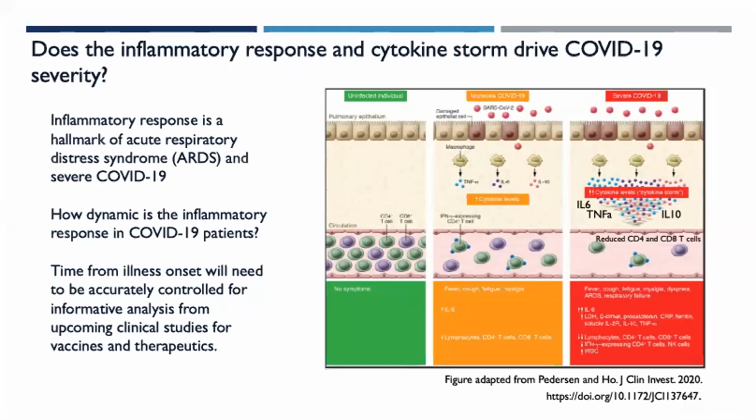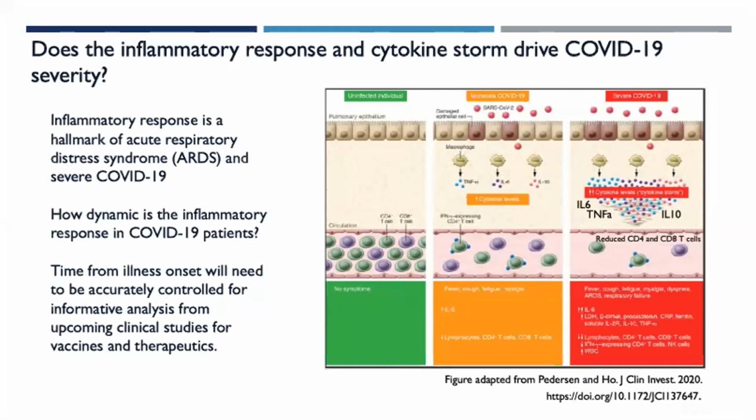If you look at the panel for severe COVID-19, you'll see that patients with severe COVID-19 often have elevated levels of IL-6, TNF-alpha, as well as IL-10, so your classic pro-inflammatory mediators. In parallel, they also happen to have reduced CD4 and CD8 T cells, which I'll later be sharing more about, and about the potential roles of T cells in the pathogenesis of SARS-CoV-2 infection.